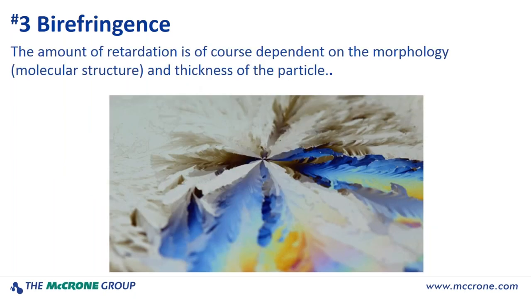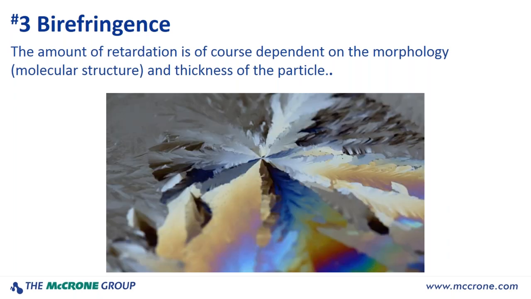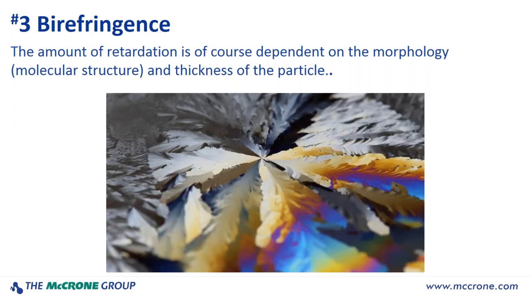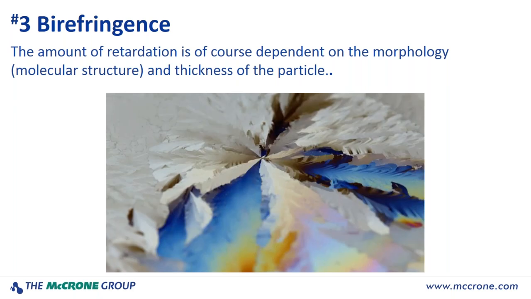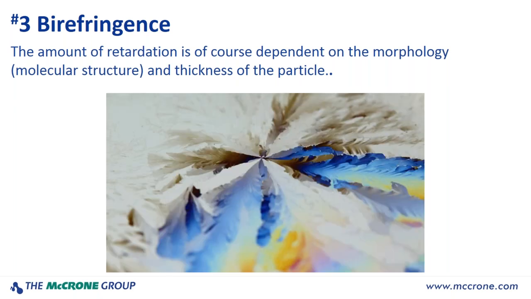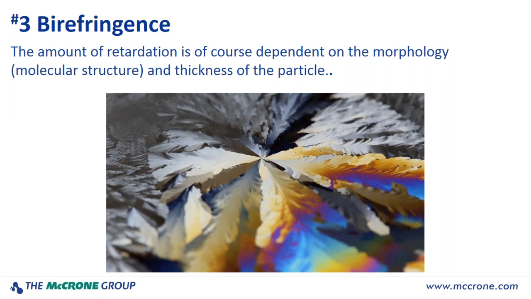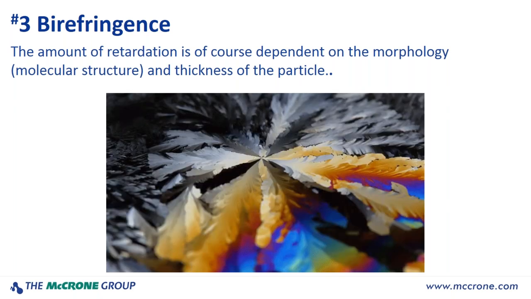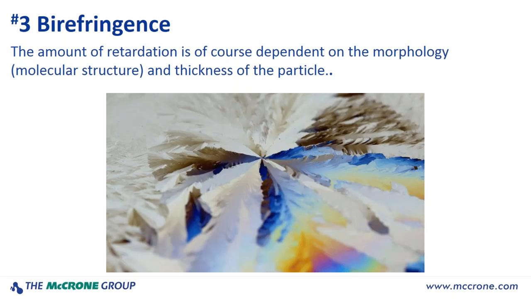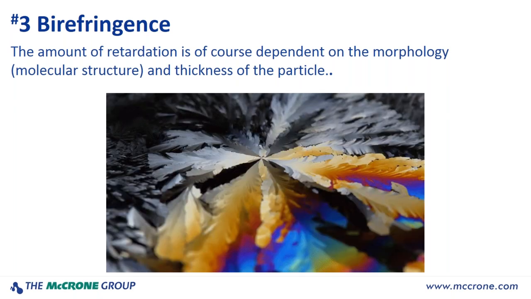The colors are dependent on morphology. Morphology is determined by the chemical structure. Thickness and orientation of the particle to the light, or the light to the particle, provides the color. This is where the rotating stage comes in handy. It allows you to rotate the particle in a precise and smooth manner. So here I'm seeing the same particle, the same light, but by rotating the stage and changing the orientation of the crystals relative to the polarized light, I get the imagery you see in this slide.